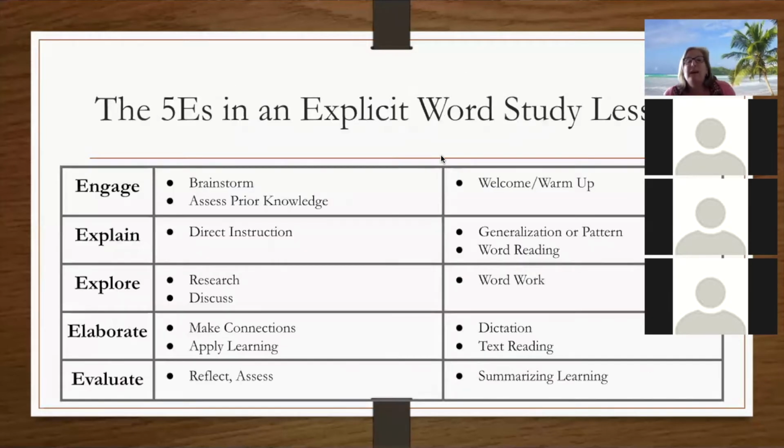So let's think about the 5 E's in an explicit word study lesson first. So if we were working with intermediate students on syllable types, for example, or certain spelling patterns, we can think about the 5 E's in this way. You will notice that in this case, I switched explain and explore. Oftentimes when we're doing an explicit word study lesson or spelling lesson or word work lesson, we want to provide the direct instruction first and then have them explore, rather than having them explore first. So depending on your topic and your purpose, you could move these E's around a little bit.